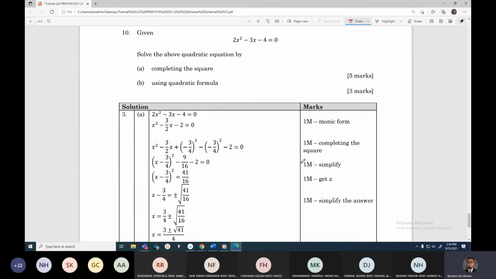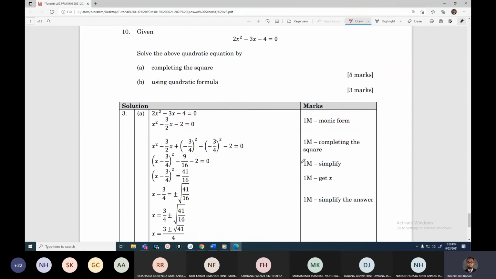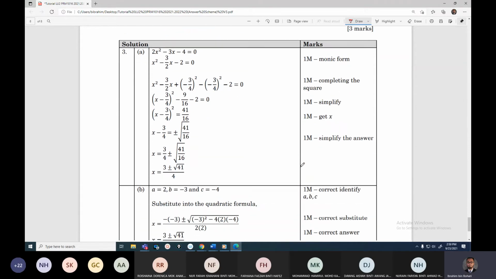Okay, question 10, you all check solution jawapan. Question 10 ni mudah saja. Yang mudah ni saya tunjukkan jawapan cukup. Saya tak boleh discuss lah.